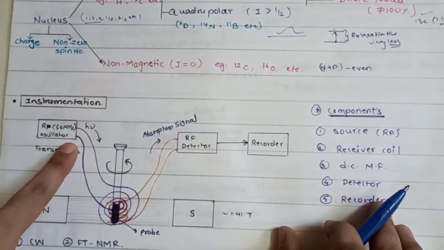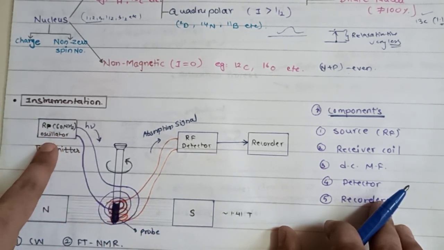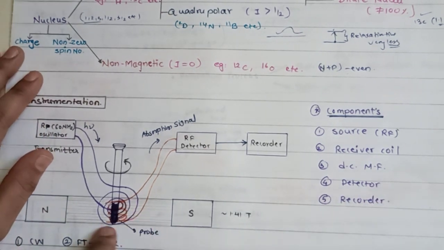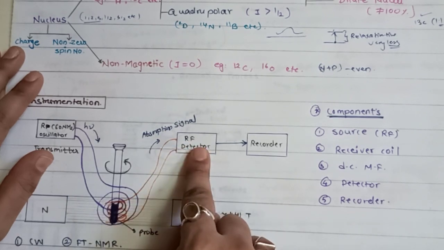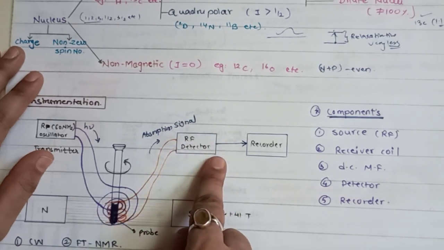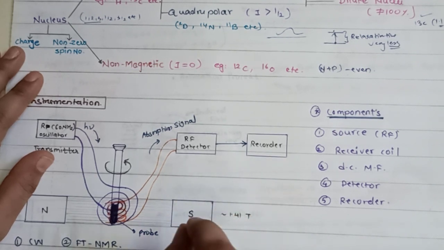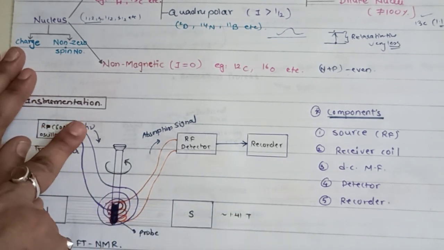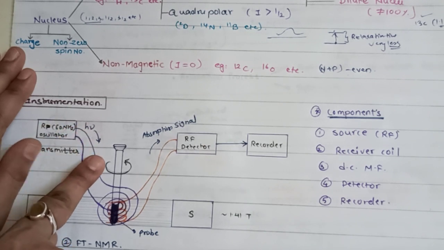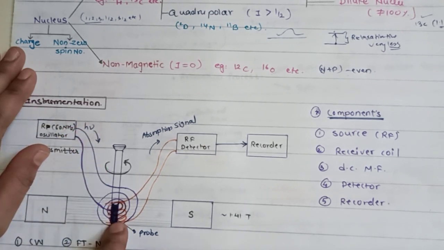So one of the wires is going to be connected with the RF, meaning radio frequency oscillator, which serves as a transmitter or generator, and the second coil will be attached to your radio frequency detector. Then that detector has to be connected with the recorder. Okay, so first of all what will happen, the radio frequency, meaning h nu, is going to be absorbed by the nuclei of the molecule.